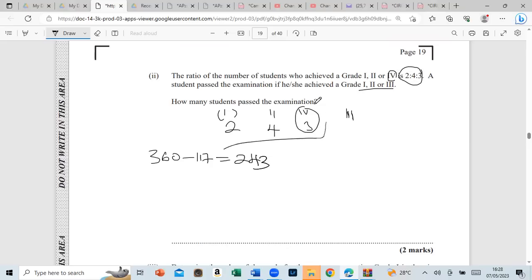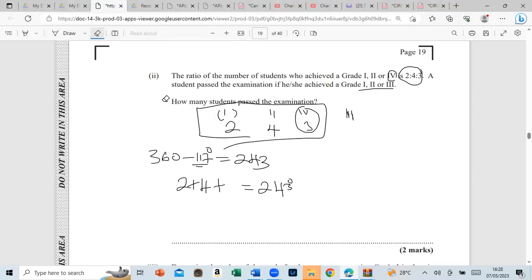This represents the 243. So I'm gonna look at it from a different angle. The total ratio will be 2 plus 4 plus 3, that's 9. So 2 plus 4 plus 9 equal 243, because basically the other one is gone out there. We don't know the ratio for this, but we know this degree is gone out there. So let me just work that out. It's supposed to be 3 rather, not 9.